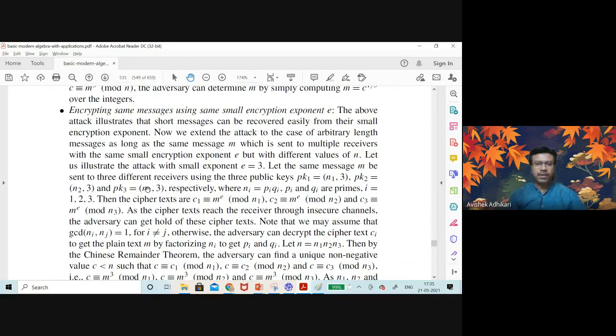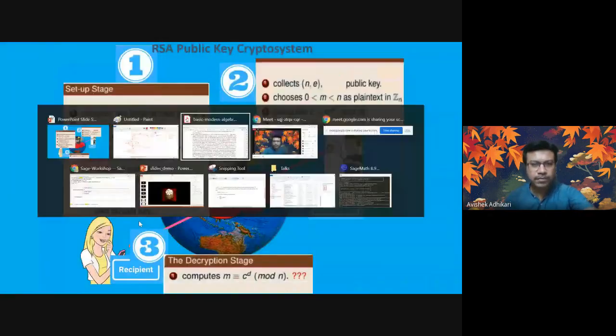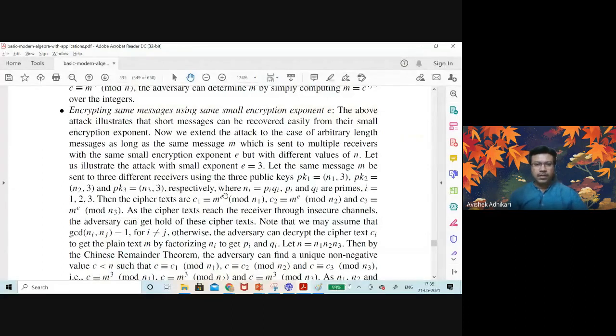So note that respectively, where the pi's and qi's are prime, then we have the ciphertexts c1, c2. So what is my c1? For the first participant, my c1 is m to the power e, so e is 3, say, modulo n1. c2 is m to the power 3 modulo n2, and so on. c3 is m to the power 3 modulo n3, and so on. Okay, respectively.